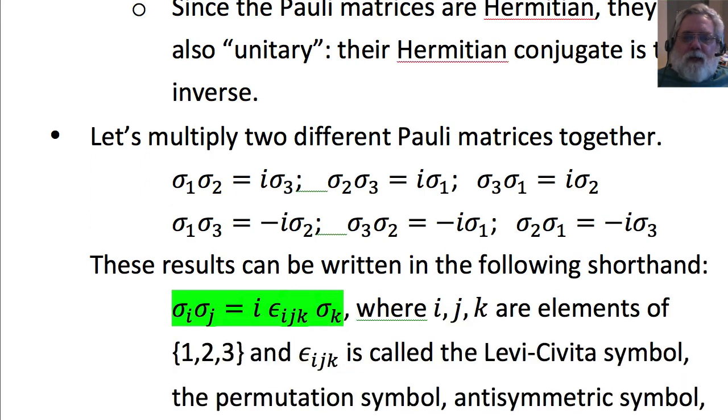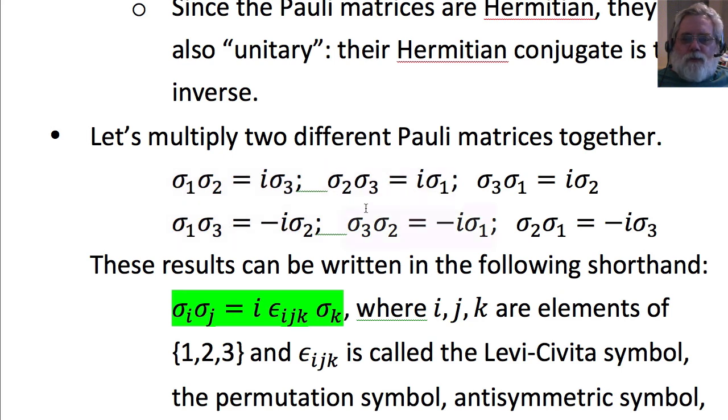Now let's multiply two different Pauli matrices together. If you multiply sigma 1 to the left of sigma 2, you will find that that is exactly Pauli matrix sigma 3 multiplied by the imaginary number i.